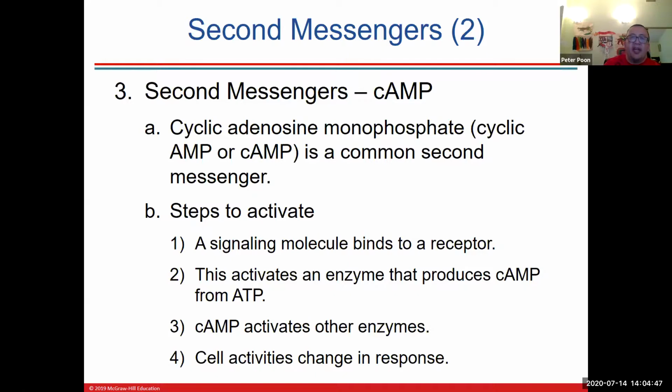Cyclic AMP, or cAMP, is a really common second messenger. The steps to activate: a signal molecule binds to a receptor. This activates an enzyme that produces cyclic AMP from ATP. Cyclic AMP then goes through the cytoplasm and activates other enzymes. And cell activity changes in response to those other enzymes.